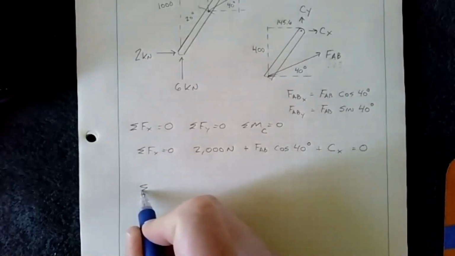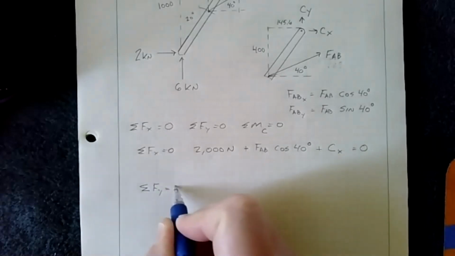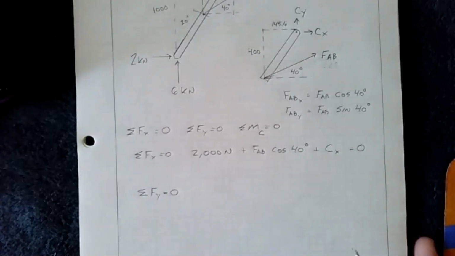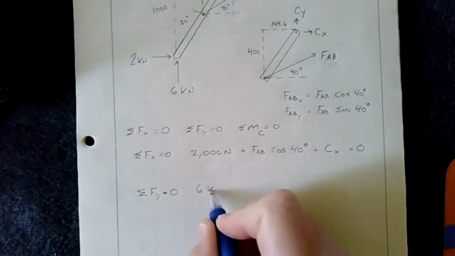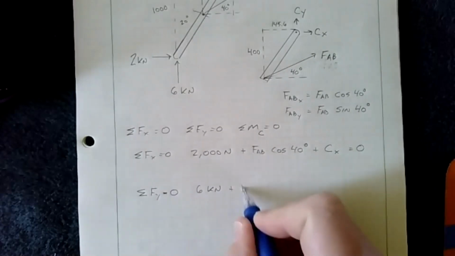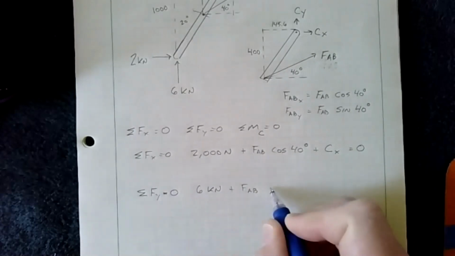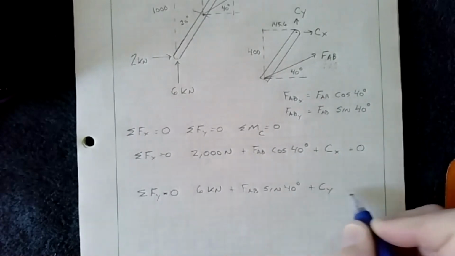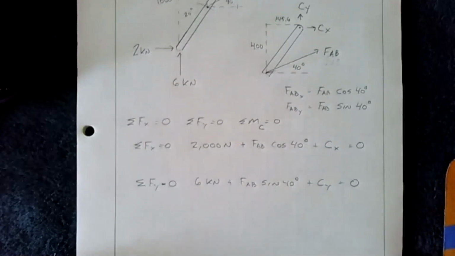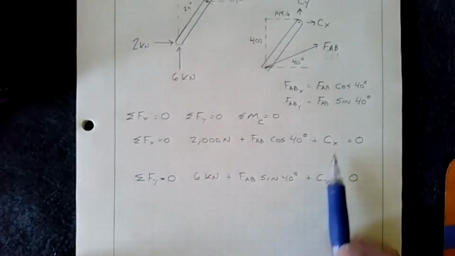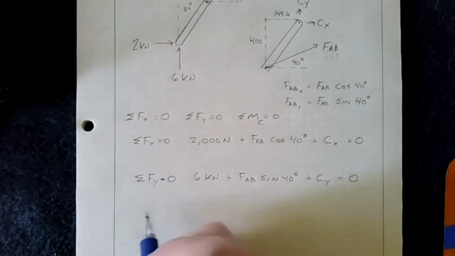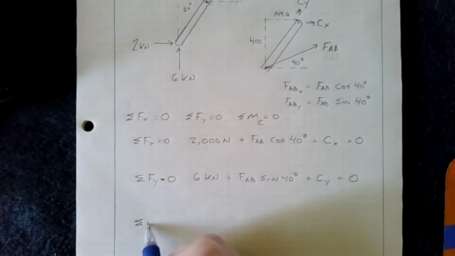So I'll go ahead and sum the forces in the Y, get that equation. And if I do that, I have 6 kilonewtons plus FAB sine 40 degrees plus CY equals 0. So now I have those 2 equations, but you notice that I have 1, 2, 3 unknowns. So I can't solve yet. So the next one is going to be the moment. So I'm going to sum the moment about C to 0.